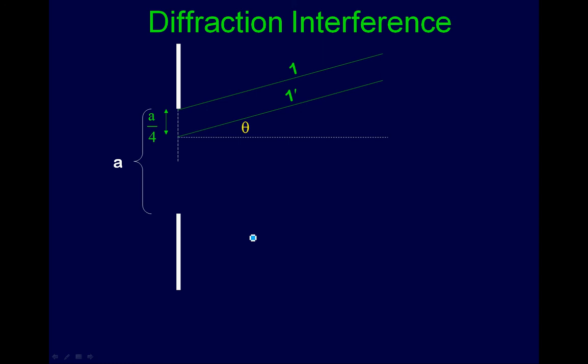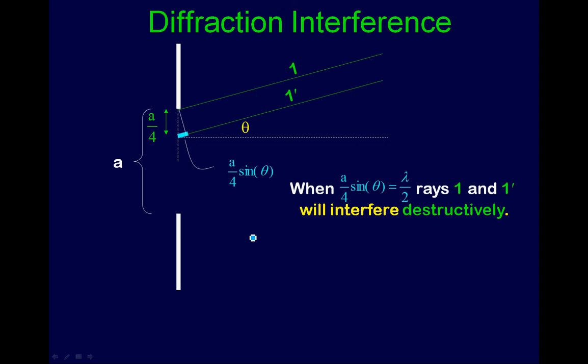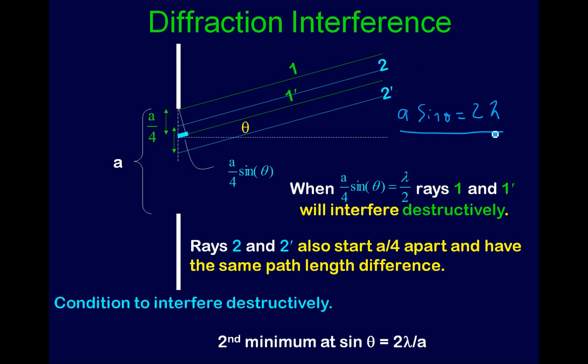So now I break this into 4s. So it's A divided by 4, and you do the same sort of procedure. Of course, this time when you do it, it's A divided by 4 times sine theta. This is going to give you, when you're done, A sine theta equals 2 lambda. And you can take that same picture that I just did and break this down exactly the same way.